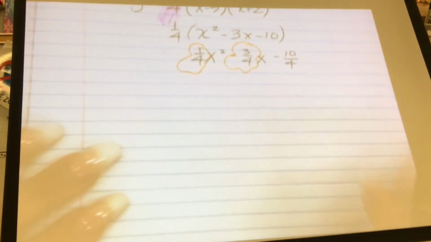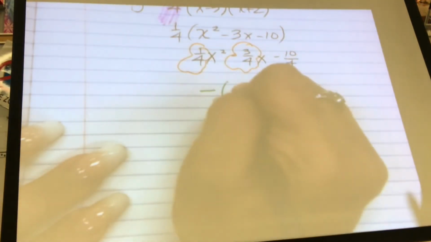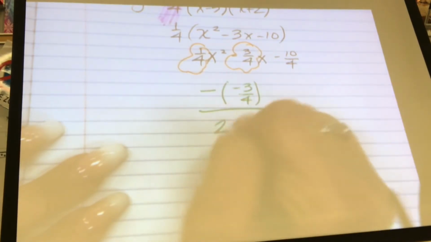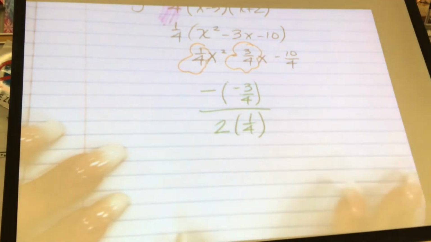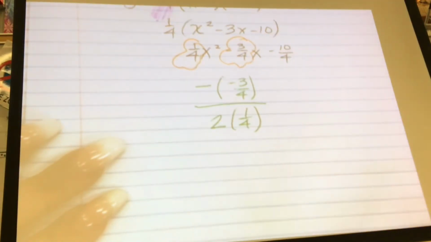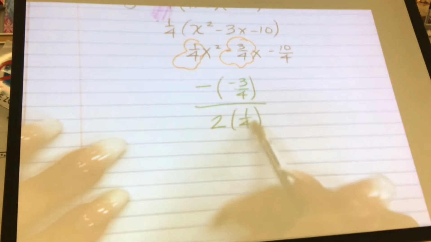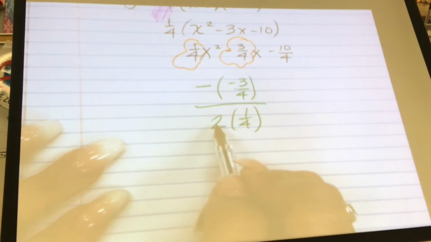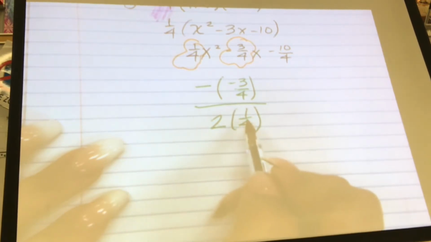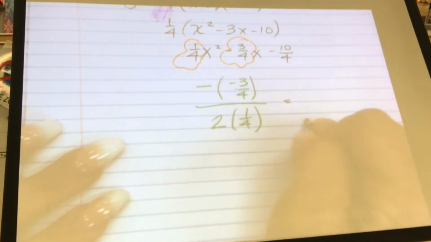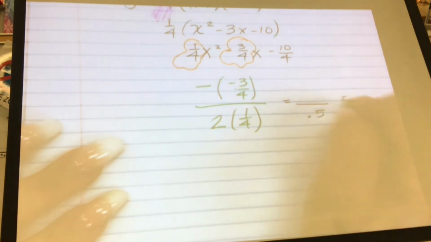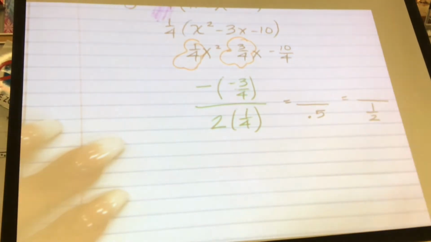So negative b over 2a is negative negative 3/4 over 2 times 1/4. So for those of you who don't like fractions, you could just pretend that this is a quarter and this is 3/4, which is like 75 cents. So what's 2 times a quarter? 50 cents. So those of you who like decimals, you would change this to a 0.5, which is fine. Or if you like the fraction, you can keep it as a fraction as 1/2, whichever you prefer.